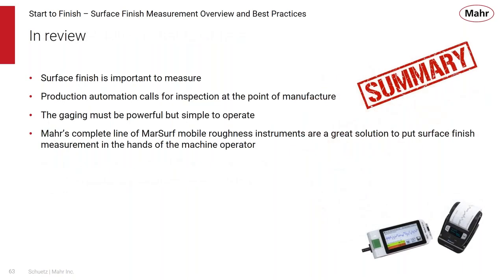So that's it. That's in review. We've learned that surface finish is an important parameter or feature to measure. Production automation calls for inspection at the point of manufacture. So we want to put into the user's hands gauging that is powerful but simple to operate. So I think with Mahr's complete line of MahrSurf mobile roughness instruments, we have the great solutions to do that and to make it easy to use for the machine operator.